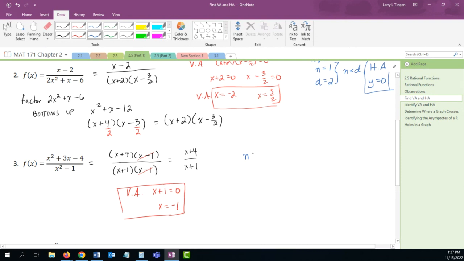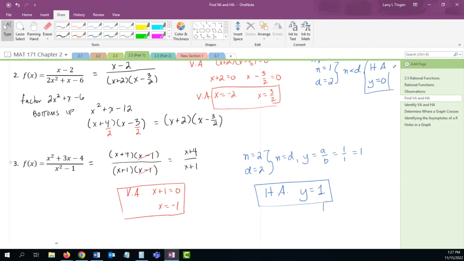Horizontal asymptote. If I start over, the degree of the numerator is 2, and the degree of the denominator is 2. Whenever the degrees are equal, there's a horizontal asymptote at the ratio of leading coefficients. Both of these have a leading coefficient of 1. So that means I'm looking at a horizontal asymptote of 1. All right, questions?